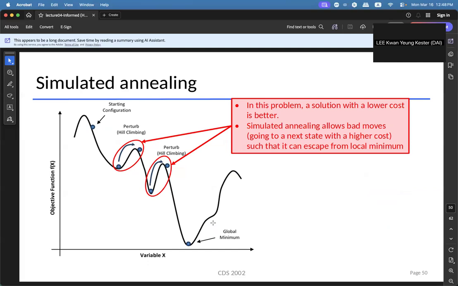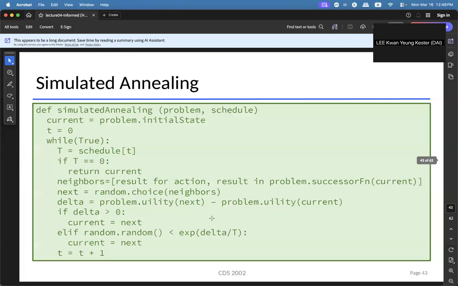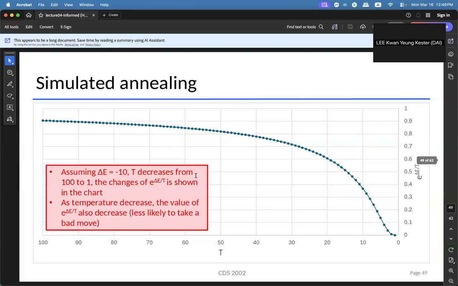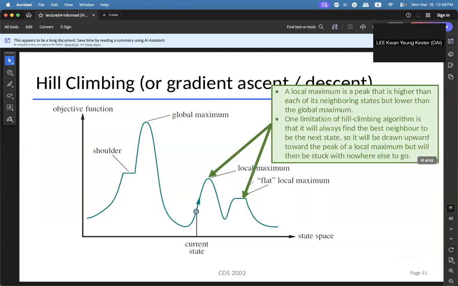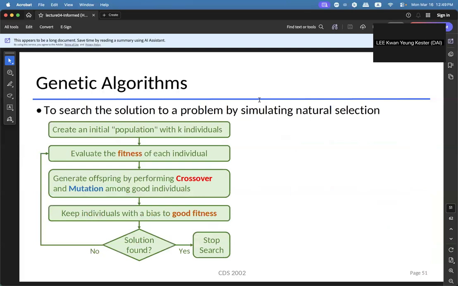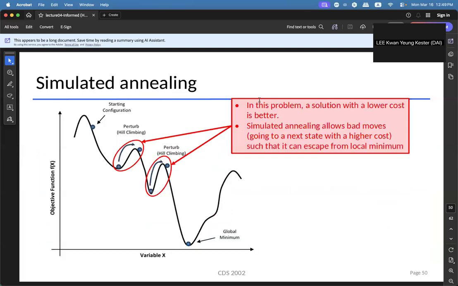The idea of why we allow the bad move is that, in this problem, it is similar to the previous example, similar to the graph right here. We have the x as the state and the y as the objective. But now in this diagram, the minimum value means better. So a smaller objective value means better.